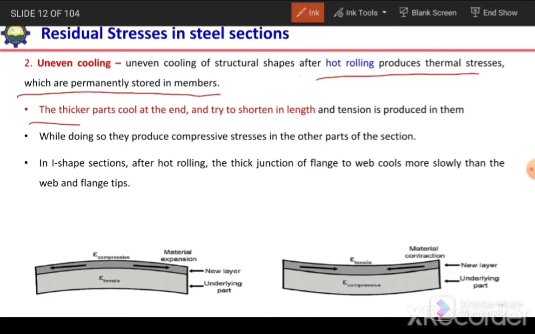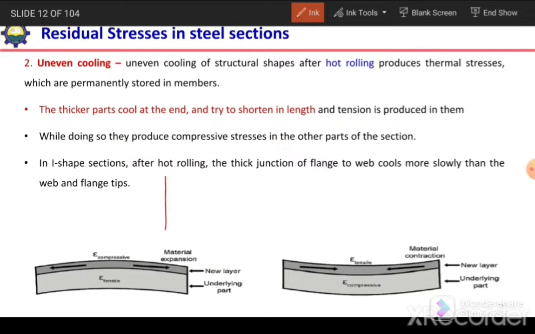So the thicker part cools at the end and tries to shorten in length, and tension is produced in it. While doing so, it produces compressive stress in the other parts of the section. So we need to understand how the stresses are produced due to uneven cooling of the section. For that, first we need to understand the concept of thermal stresses.